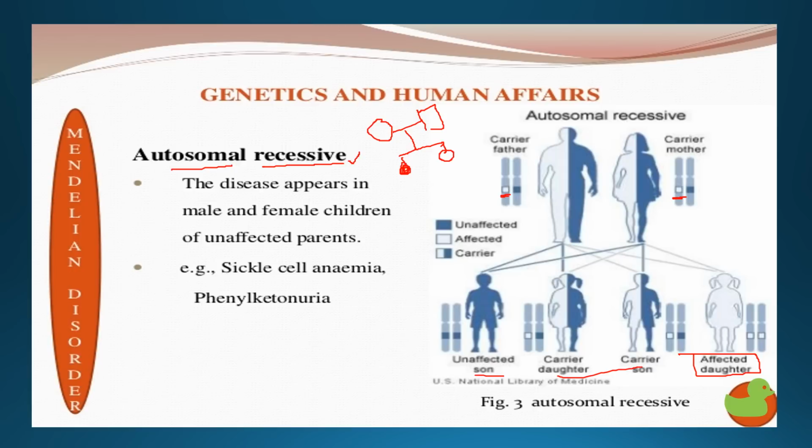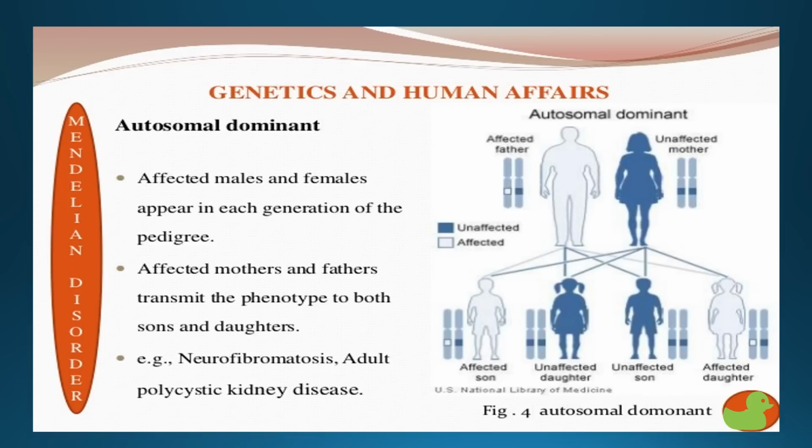The next is autosomal dominant diseases. If we see dominant, one single mutant allele is sufficient to show its effect. So here, in the father, only one allele is mutated, the other is normal, and in the female, both are normal. Whoever inherits this mutant allele, that particular individual will be affected. So one mutant allele is sufficient to show its effect, and that we call dominant.